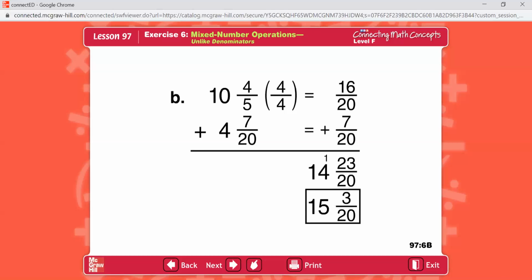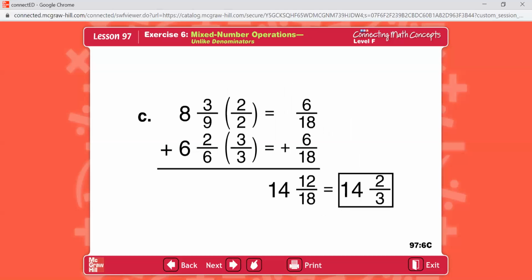Problem C, 8 3/9 plus 6 2/6. Again, notice the denominators of the fractions are not the same. Pause the video now to work the problem. Problem C, 8 3/9 plus 6 2/6 equals 14 2/3.